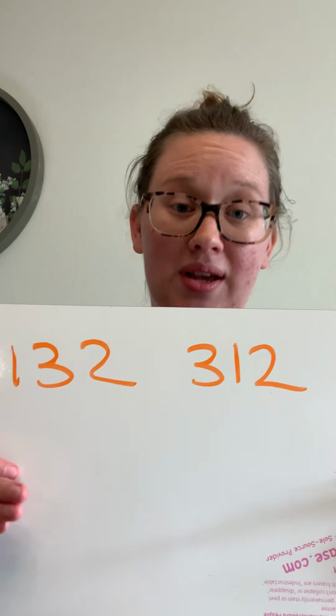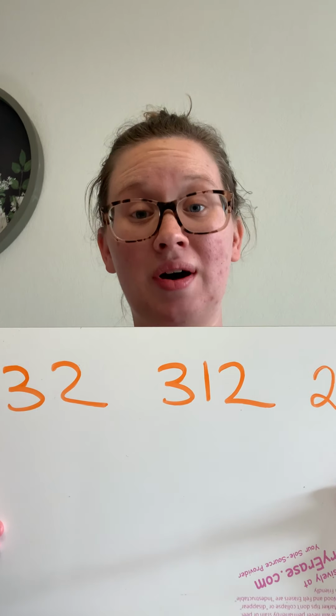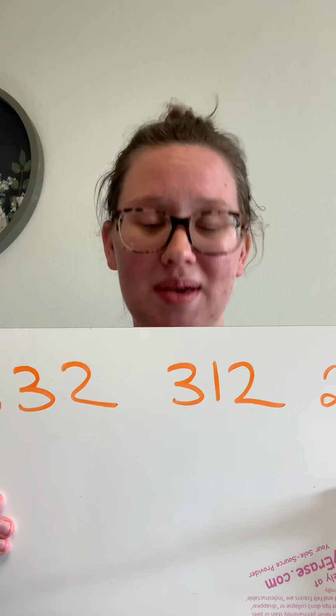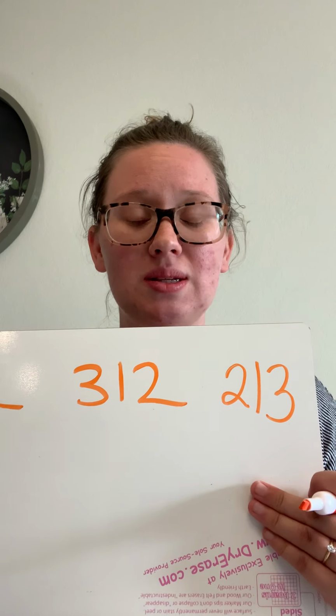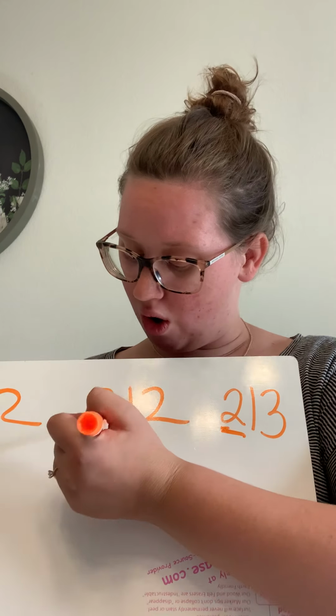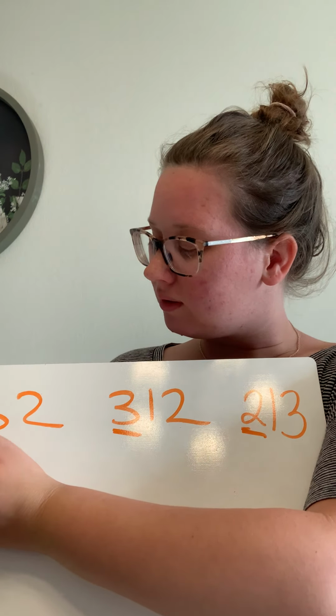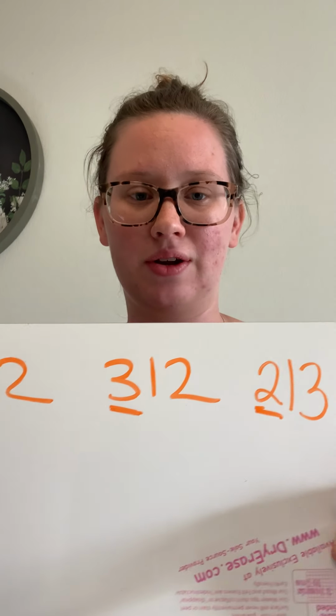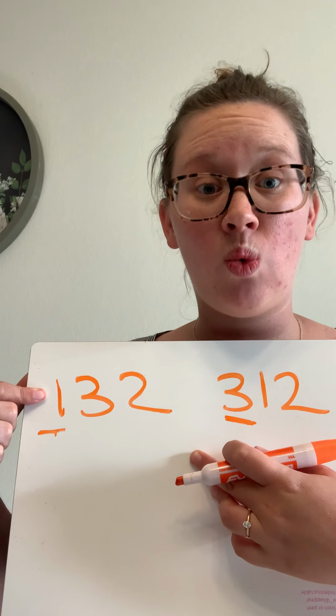So whenever we're doing place value, we want to find the biggest number. It's easiest to look at your biggest place value, and our biggest place value is going to be our hundreds place. So I'm going to underline all my hundreds place. I'm looking for the biggest number in my hundreds. I have a 2, I have a 3, and I have a 1.